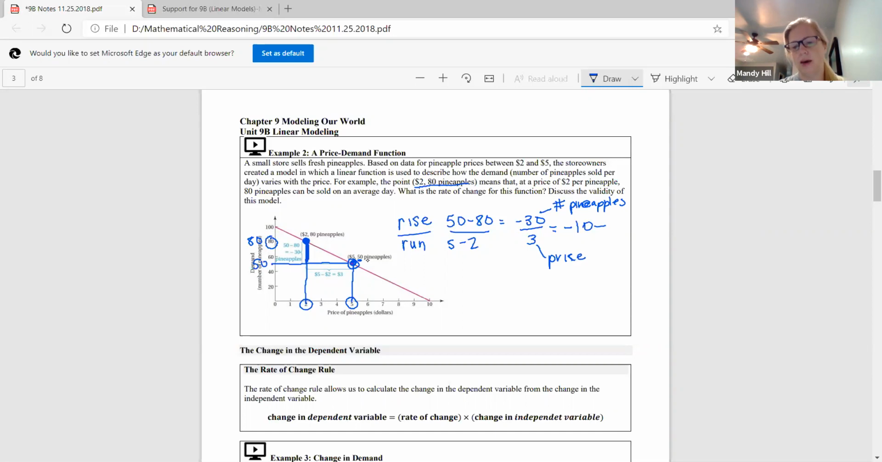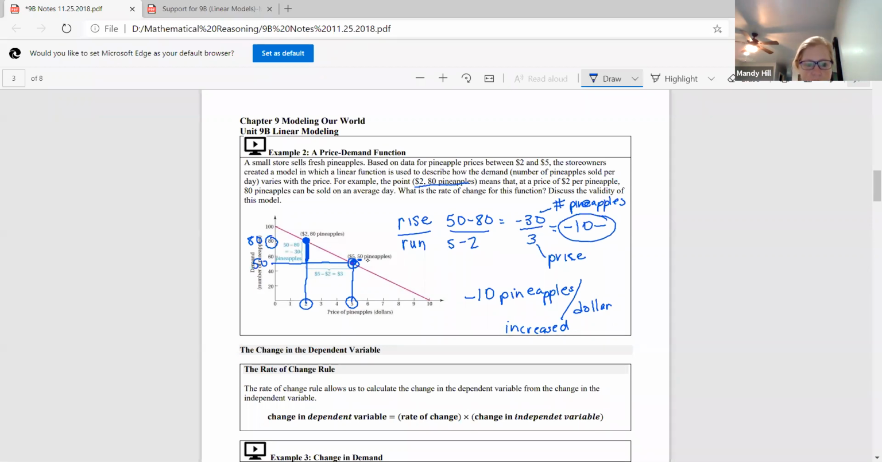So this number right here means that we have negative 10 pineapples per dollar. And we probably want to add on the fact that it's per dollar of an increase. So every time we add and charge one more dollar, we're going to sell 10 less pineapples.